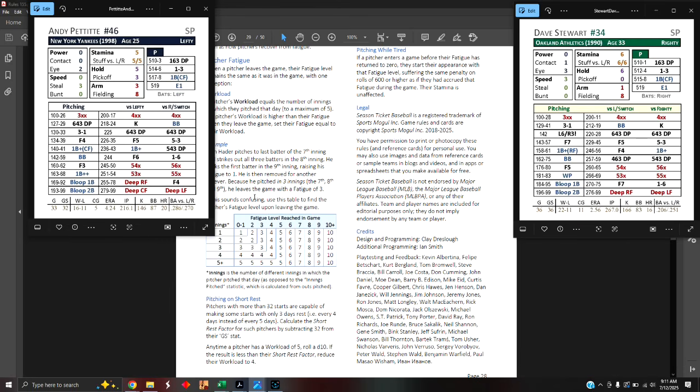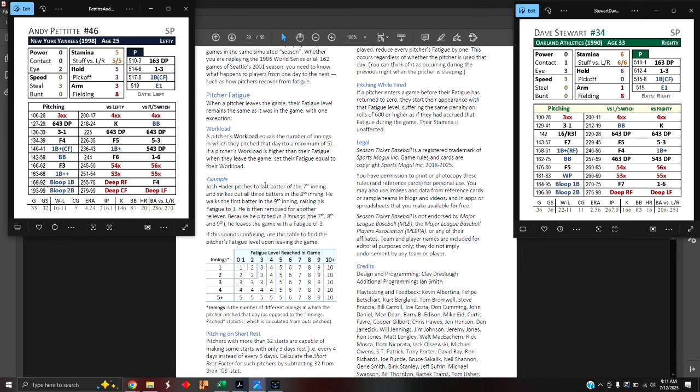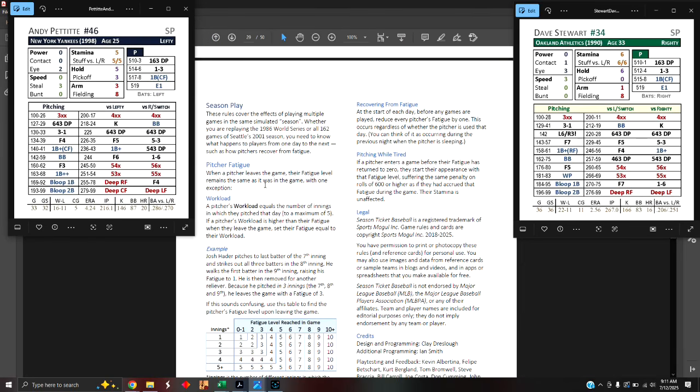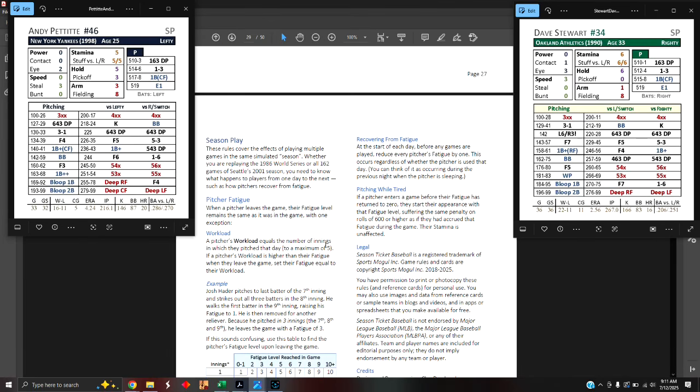So that's how workload is determined. Use a little chart. And again, much like anything else, you can bring in a pitcher to pitch before his workload is dropped to 0. You can bring him in earlier than that. He just has that level of fatigue still that he'll have to contend with during the game.